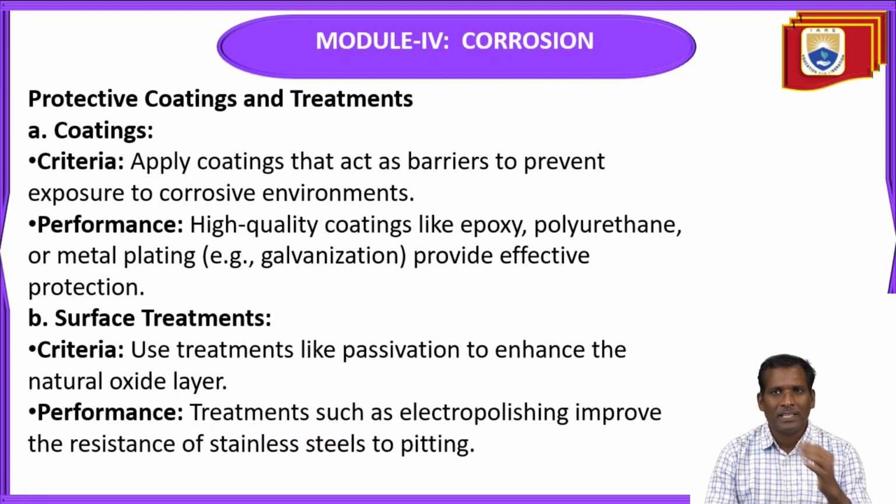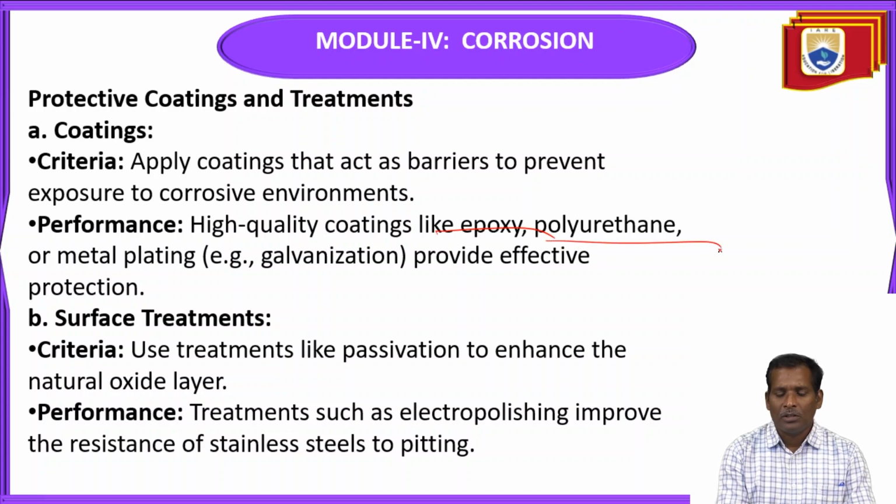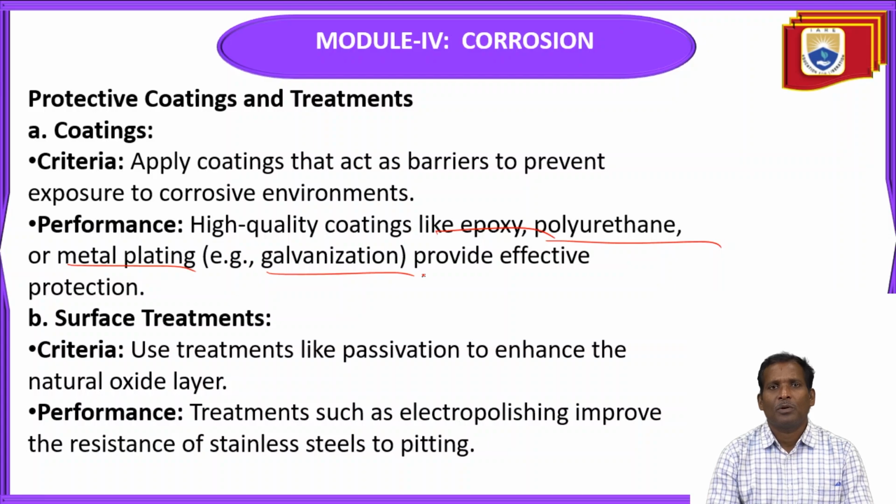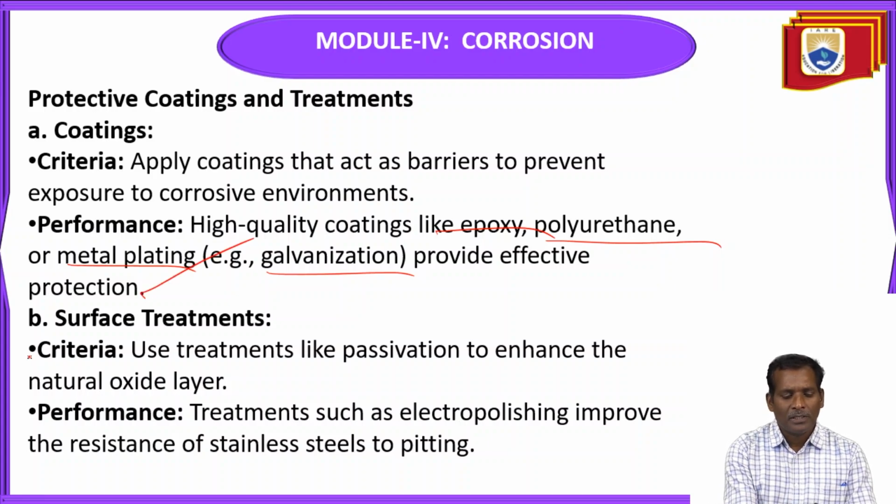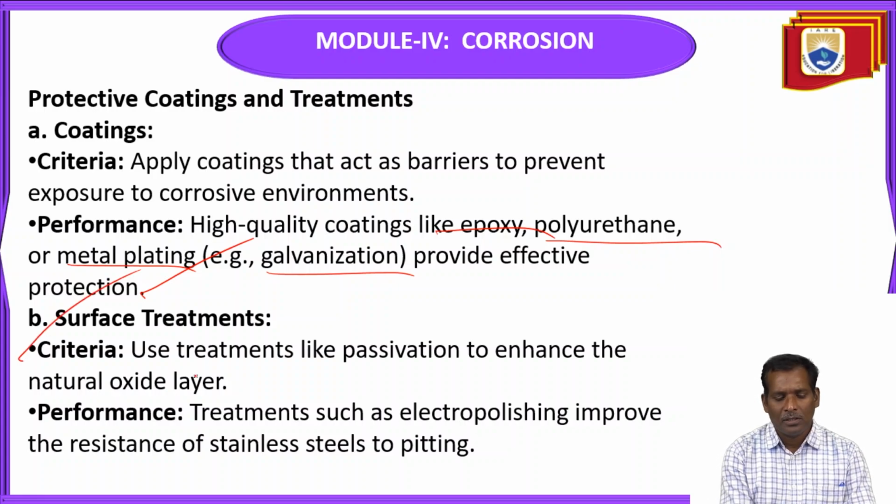So next, protective coatings and treatments. Coatings. Criteria: apply coatings that act as barriers to prevent exposure to corrosive environments. Performance: high quality coatings like epoxy, polyurethane, or metal plating, galvanization provide effective protection. Surface treatments: use treatments like passivation to enhance the natural oxide layer.